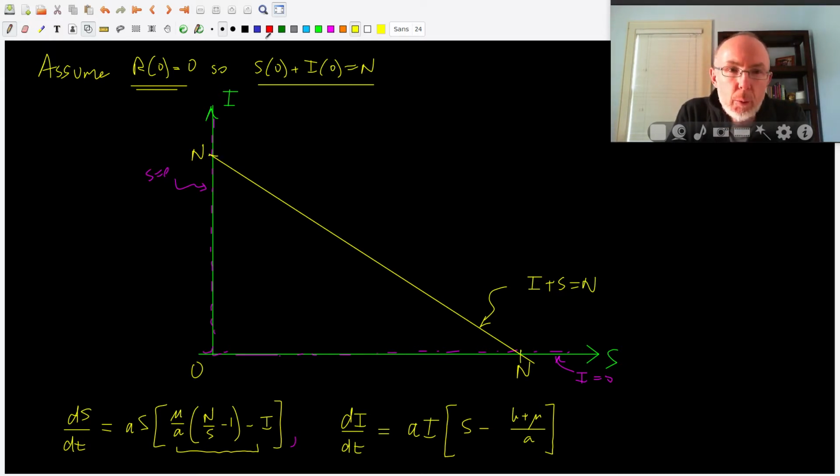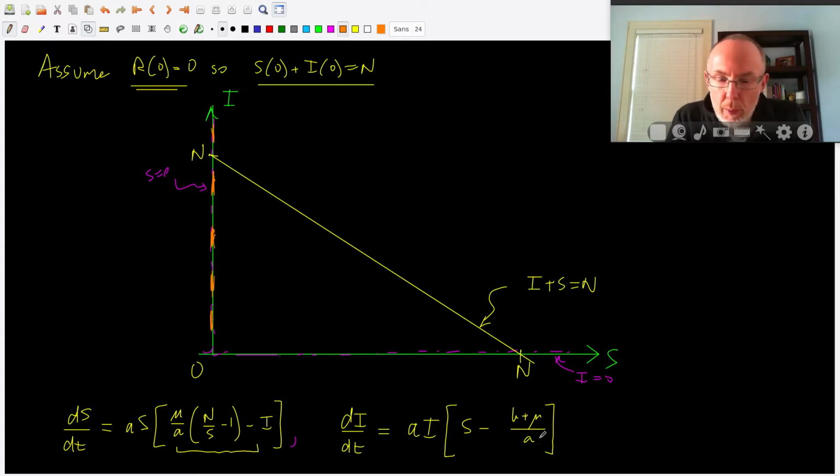We also have the 2 special kinds of lines where s is equal to 0, along which s does not change, and I equals 0, along which I does not change. So when s is equal to 0, we're along this line, and s does not change, which means we're either moving straight up or straight down.